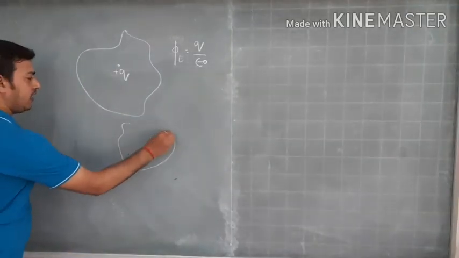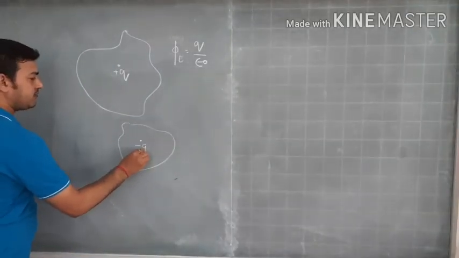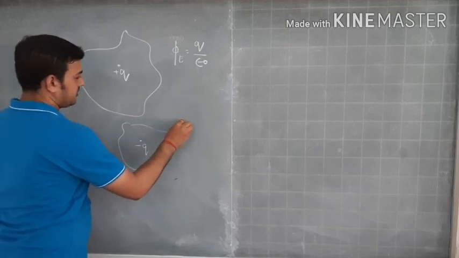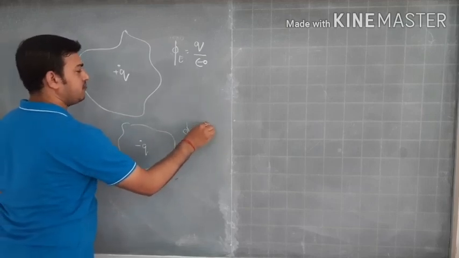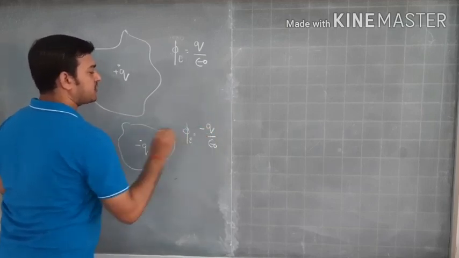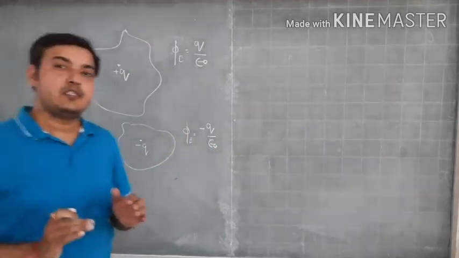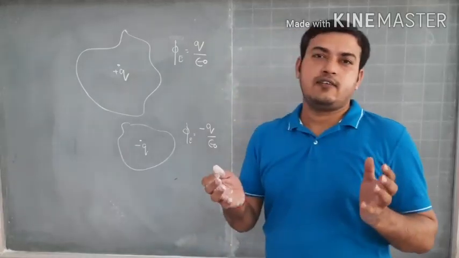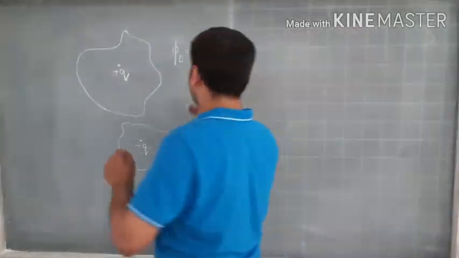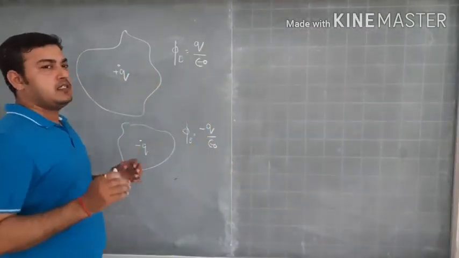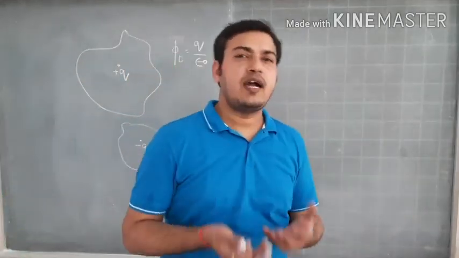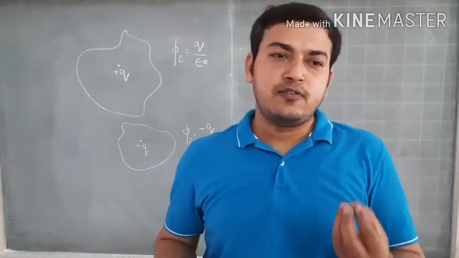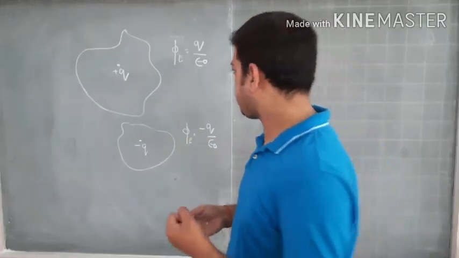If I take a negative charge inside that surface or inside another surface, the electric flux will be minus q divided by epsilon naught, because you know that for a positive charge the flux is an outward flux, and for a negative charge the electric flux is an inward flux. So Gauss theorem is applicable for all kinds of surfaces that surround a charge.